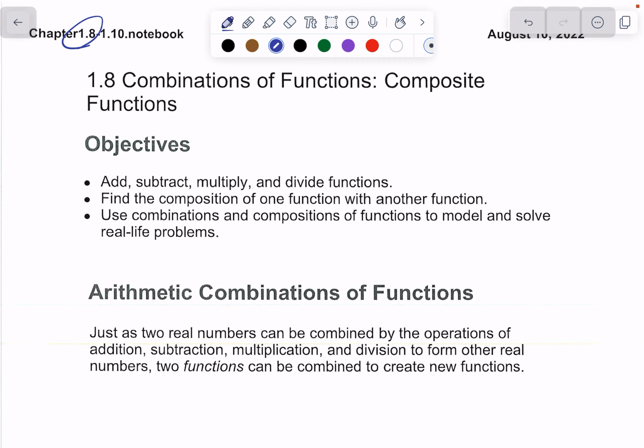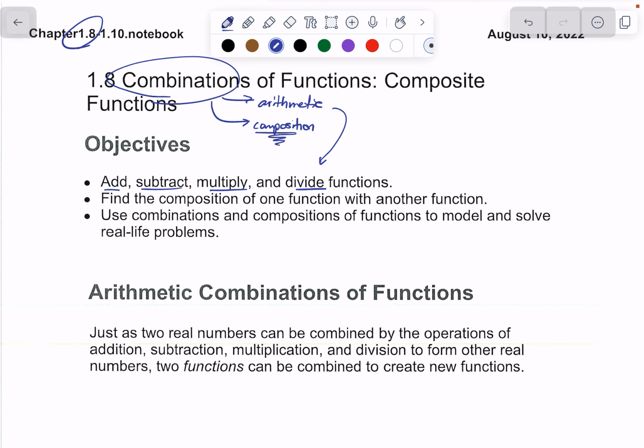All right, so combinations is kind of like a general word. We've got arithmetic things that we can do with functions. We can combine them, adding, subtracting, multiplying, and dividing. That's what I mean by arithmetic. But we also have another way of combining functions that isn't like any of those things, and it's called composition.